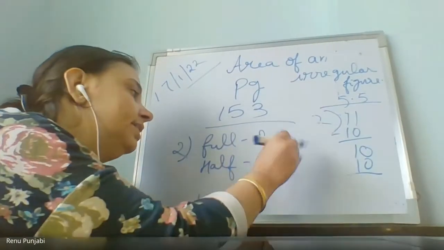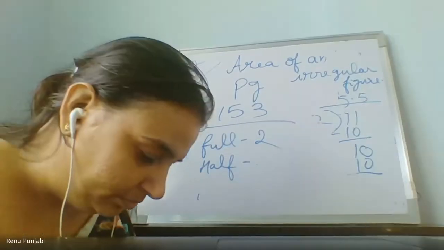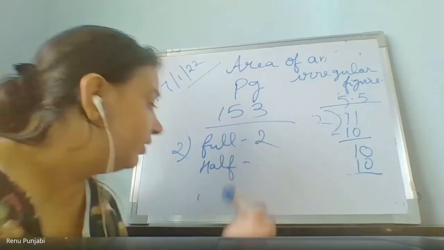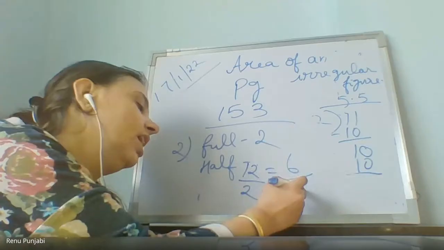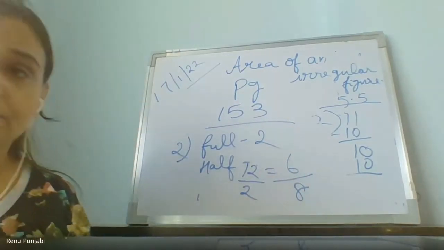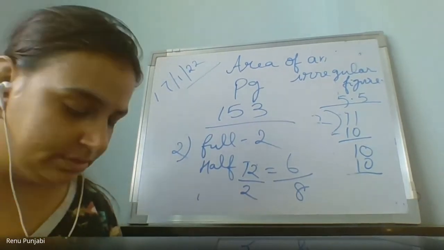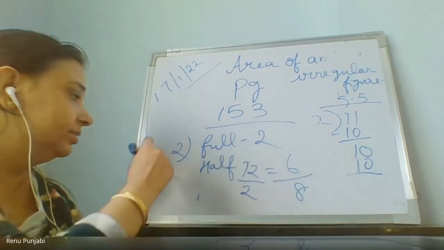Then 12 take half. 2 full, 12 half. Answer is 8.5 square centimeters. So the answer is 8. Do the next C figure.